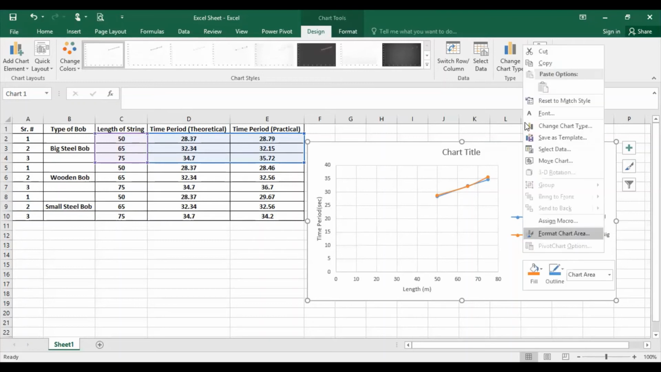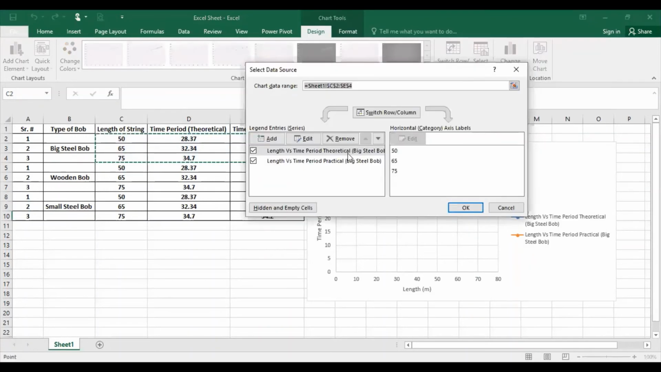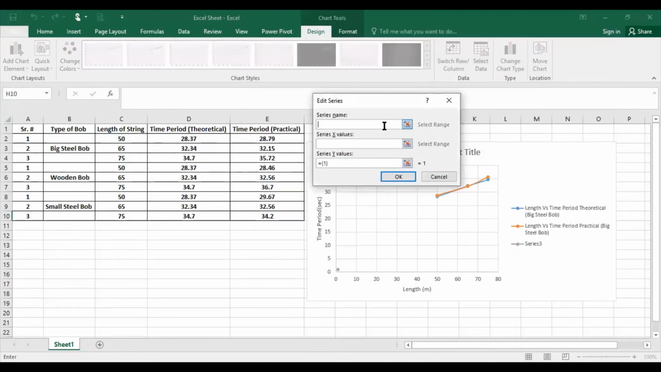So what can I do over here? For example, I'm going to select data. I will add more graphs over here. For the big steel bob, what I have to do, write it down: simple pendulum, and you can write down length versus time period. So I am writing length versus time period here.